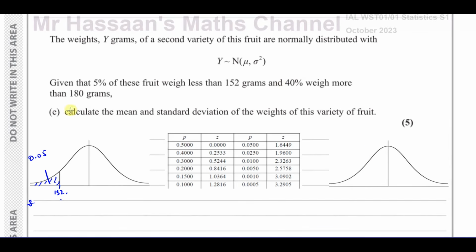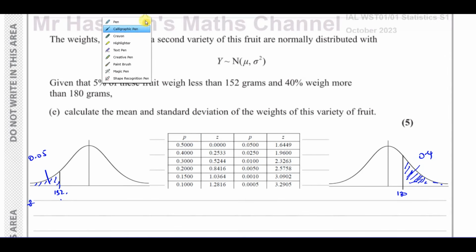So that means greater than 180 gram is going to be only 40% of the amount. So this 180 must be somewhere over here, such that the area to the right of it is 40%, because 40% weigh more than 180 grams. So that's going to be 0.4 area here that we're looking for. Now for this, we have 0.05 as an area in our table. 0.05 is right here.